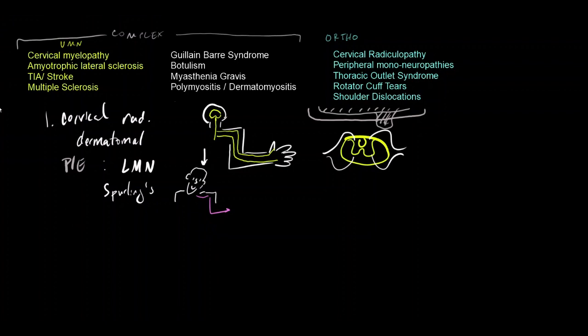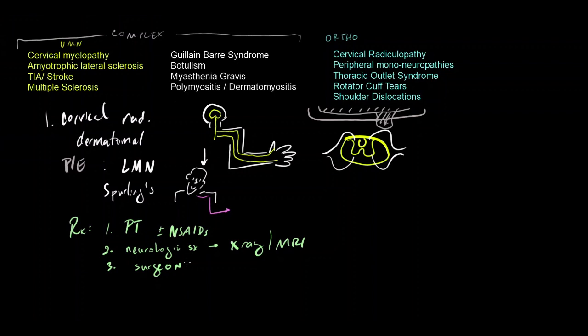Our treatment is our health insurance algorithm, which includes a PT exercise program, plus or minus anti-inflammatories for symptomatic relief. If that does not work and they still have neurologic symptoms, you will get imaging. The imaging is an X-ray and an MRI. The MRI will show if there's a soft tissue lesion compressing that nerve root. And depending on that finding, you will send to a spine surgeon.